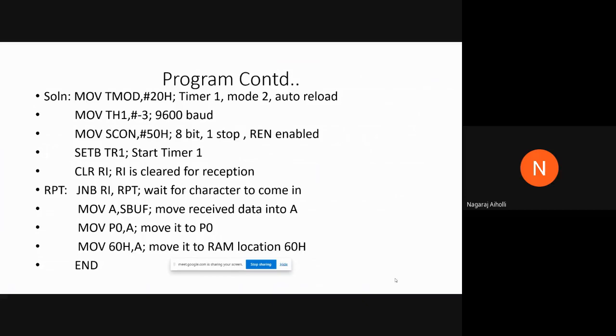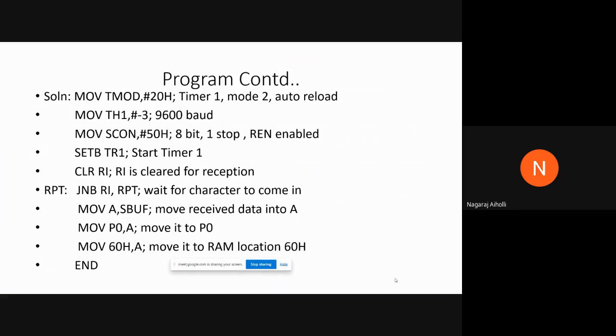We solved an example in our previous class, and we came to know that if we want to get a baud rate of 9600, then we have to store -3 in the TH1 register. Then MOV SCON, #50H, that is 0101 and with 4 zeros. The 0101 is SM0 SM1 bits in the SCON register. 01 is mode 1, right? That is one start bit, 8 data bits and one stop bit.